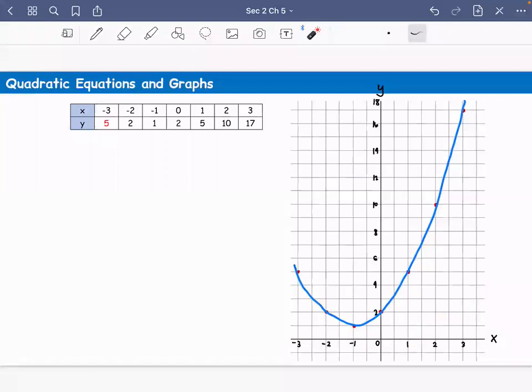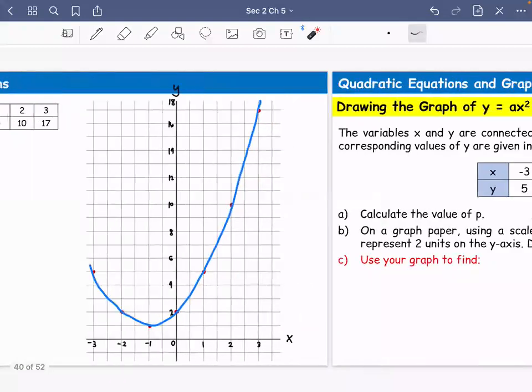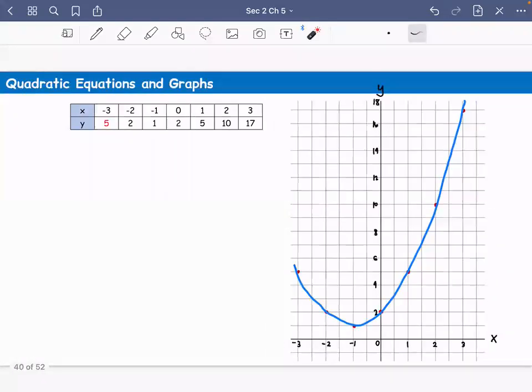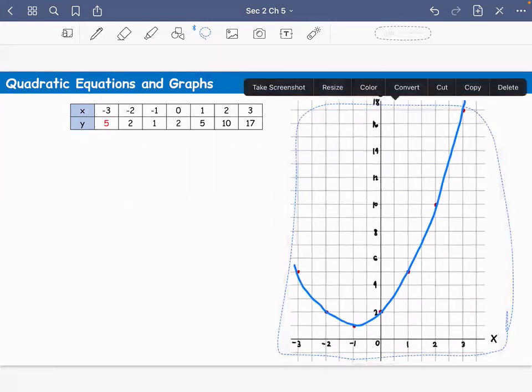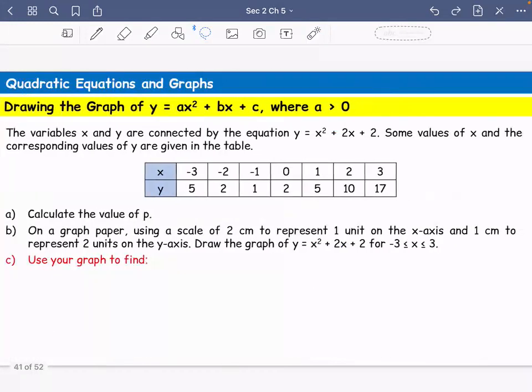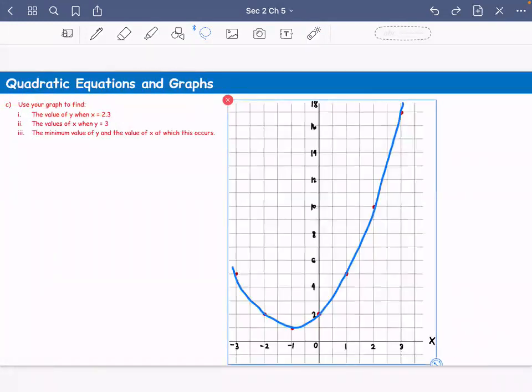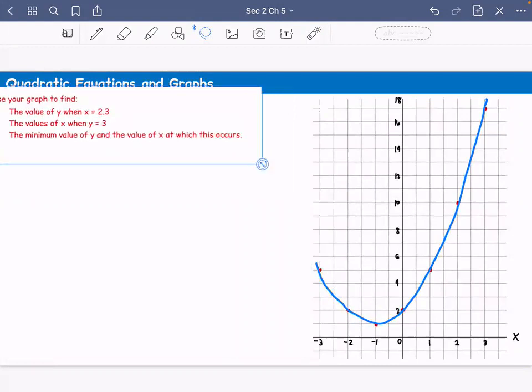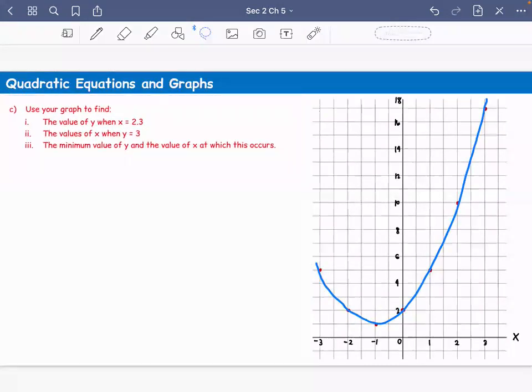Okay. Now let's go to letter C. Since we have our graph, we can now answer some questions from letter C. Letter C is asking us to use our graph to find some follow-up questions. So let me copy this one. So to answer letter C, these are the questions from letter C. Can you guys see? I think it's very small. Okay, wait, let me adjust this. Okay, I think that's better.